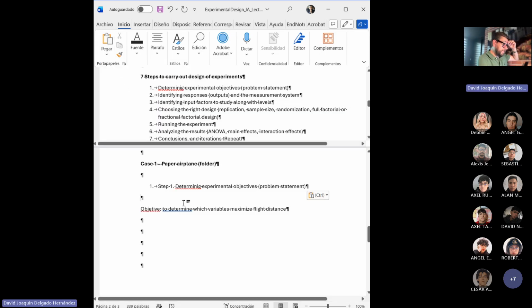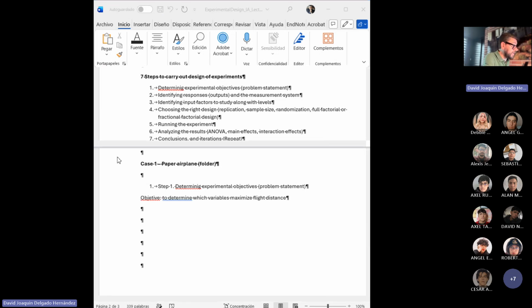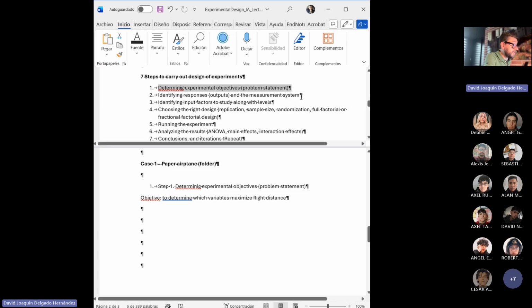So the first step is determining experimental objectives. What is the problem statement? Okay, so the objective here in case 1, which is paper airplane, is to determine which variable maximizes flight distance. Okay, so let us now move on to the second step.